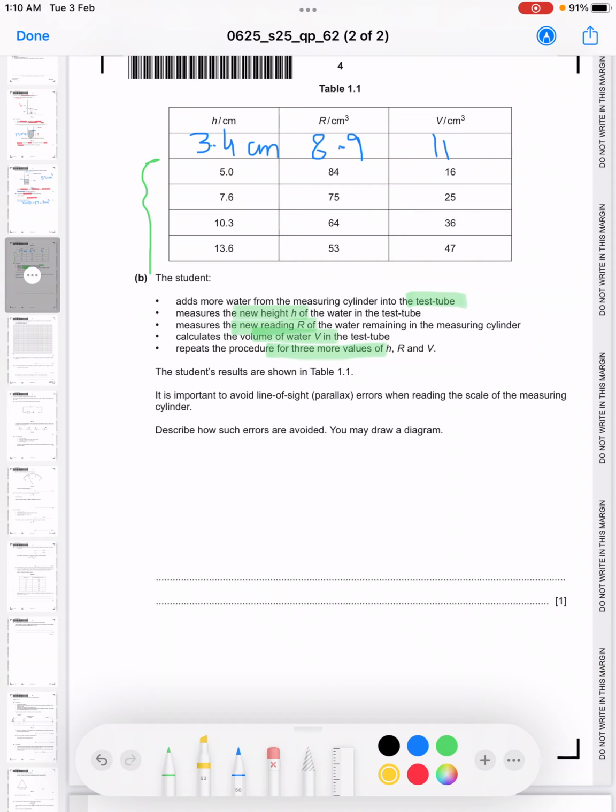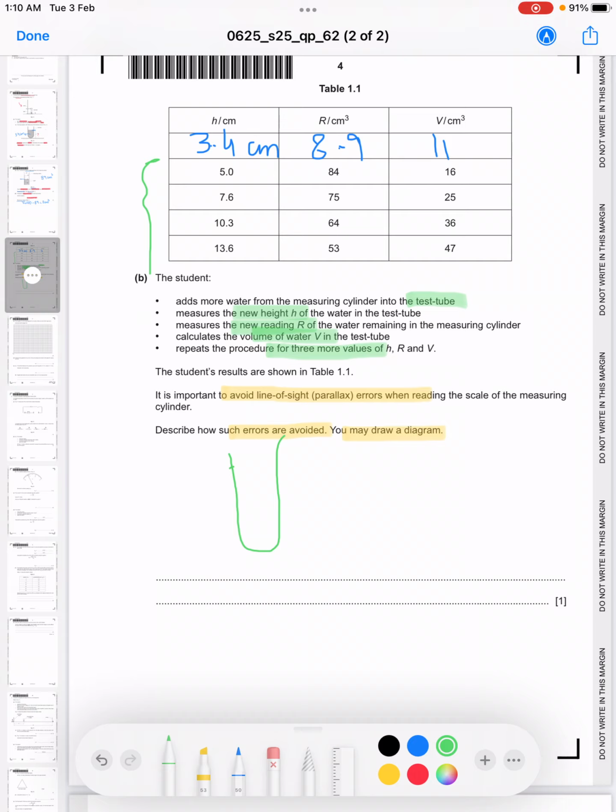It is important to avoid errors of line of sight, parallax, when reading the scale of a measuring cylinder. So how are such errors avoided? Parallax error means an error of sight. Here they also say you may draw a diagram. Whenever the examiner says you may draw, you should draw the diagram. You must draw it. So let's draw the diagram.